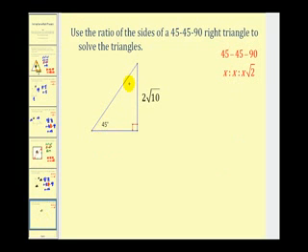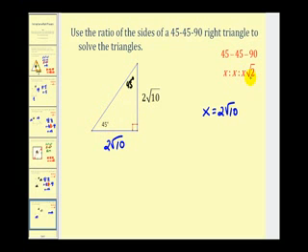So again, we need to recognize that this is a 45, 45, 90 right triangle, and the known side is opposite the 45-degree angle. And notice that our ratios tell us that x is equal to the side opposite the 45-degree angle. So we don't have much of an equation here. X is equal to 2 square root 10. Which means the other side opposite the 45-degree angle is also 2 square root 10.